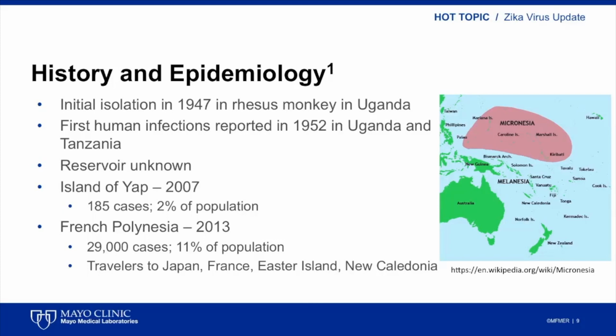This affected nearly 2% of the population, although the infection rate might have been much higher, but there were no hospitalizations or deaths reported. In late 2013 in French Polynesia, a significantly larger epidemic was noted. Nearly 11% of the population was affected, but again, no deaths were reported. However, Zika virus was carried to Japan, France, Easter Island, and New Caledonia via travelers from French Polynesia. 114 cases of Zika with self-sustained transmission occurred in New Caledonia, secondary to exposure to a single infected traveler.